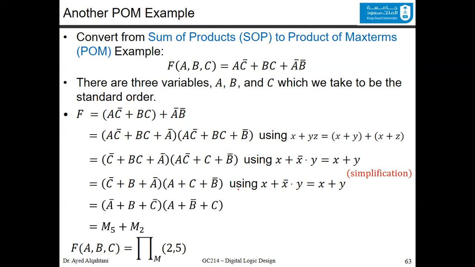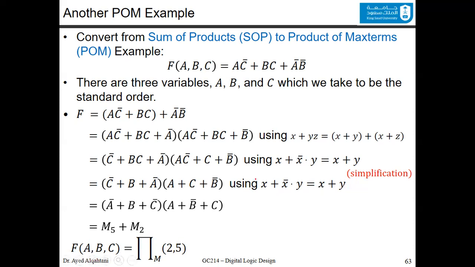Now, on this step, we are using, again, the simplification by looking at this with this one. So we can cross the C. We generate only the B. And between this and that, we can cross the C bar and we generate this one. And from this, you only need to reorder, starting with A bar or B or C bar, A or B bar or C, to generate the two max terms, this being max term of 5 and this is max term of 2, or you can write it like this: product of max terms 2, 5.